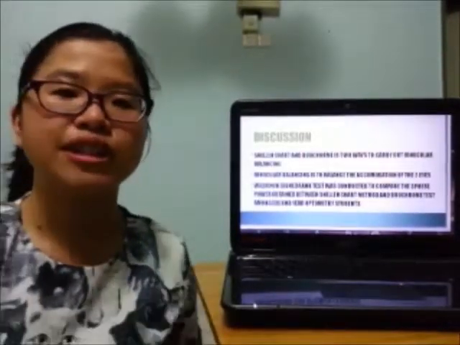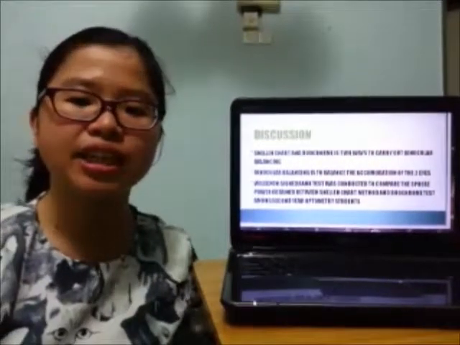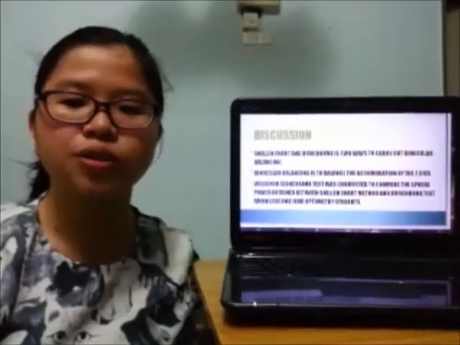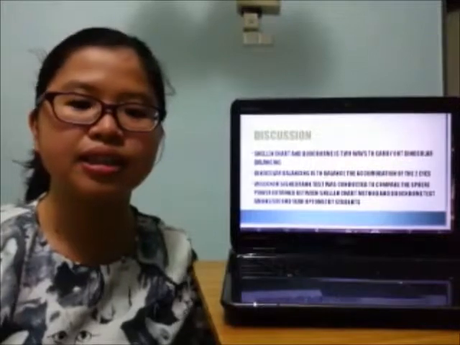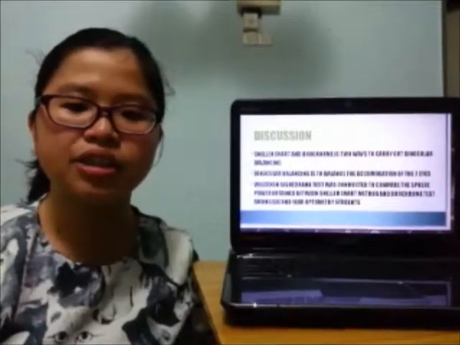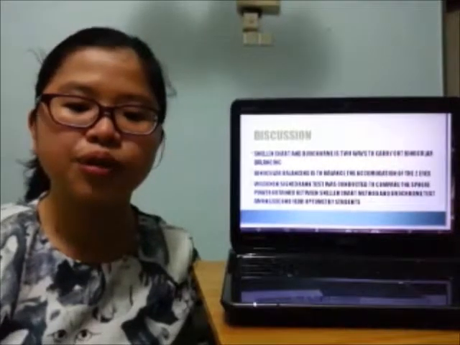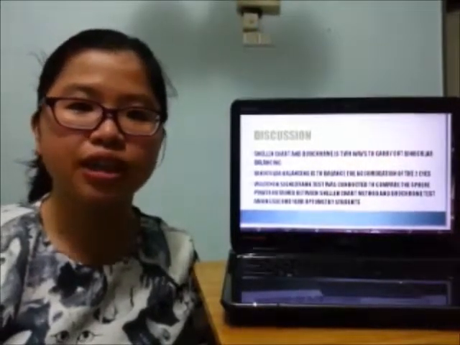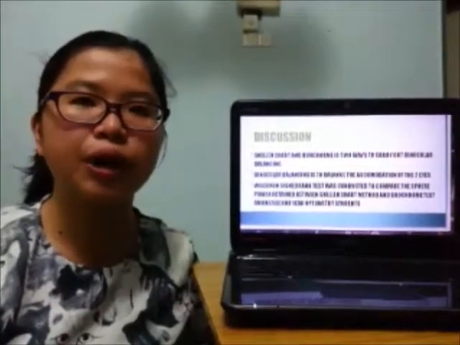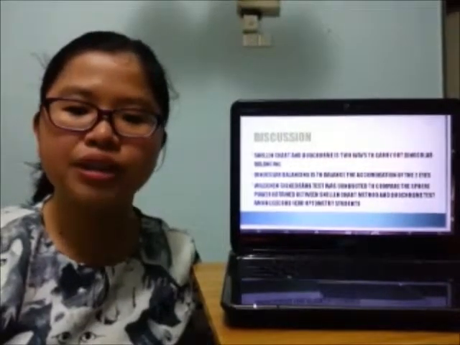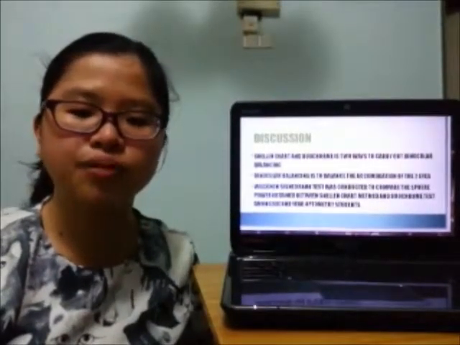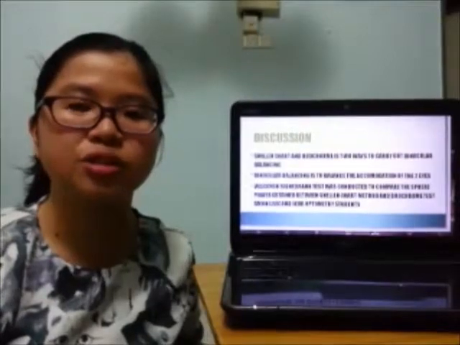Okay, moving on to our discussion. Firstly, the Snellen chart and Duochrome are two ways to carry out binocular balancing. Binocular balancing is to balance the accommodation of the two eyes. The Wilcoxon signed rank test was conducted to compare the sphere power obtained between the Snellen chart method and the Duochrome test among second-year optometry students.